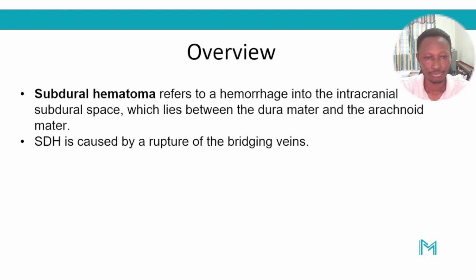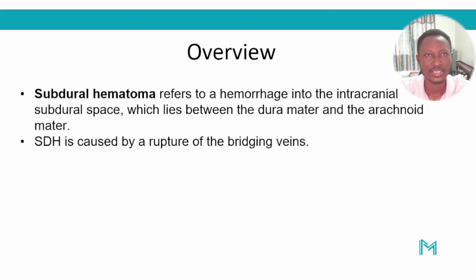So this question was taken somewhere around this topic of intracranial hemorrhages and bleeds, and so we are going to discuss that, and specifically we are talking about subdural hematoma. Subdural hematoma refers to a bleed or hemorrhage into the intracranial subdural space, and this space is what lies between the dura mater and the arachnoid mater. It typically arises from bleeding of the bridging veins.